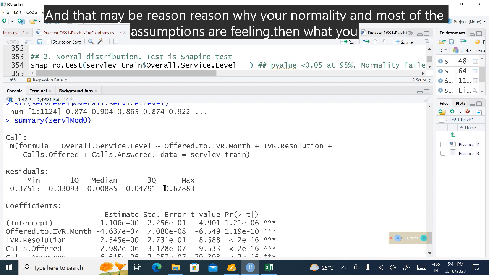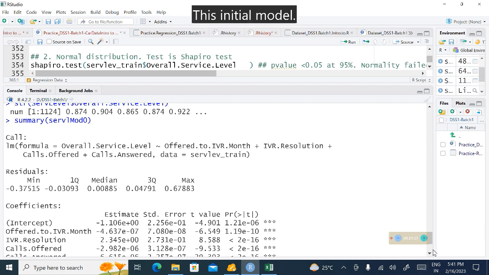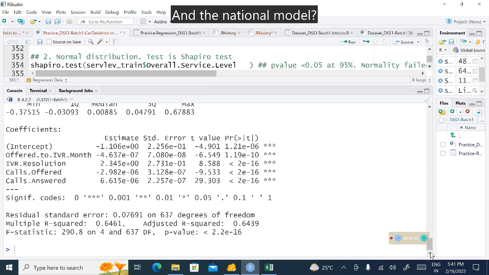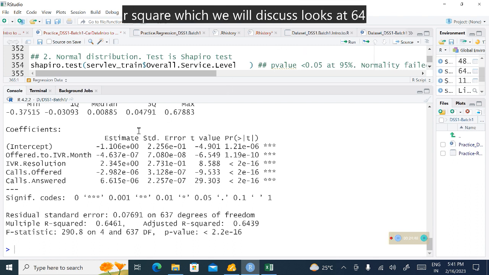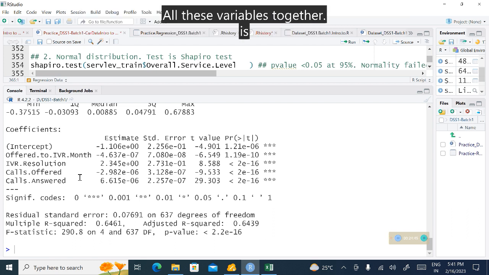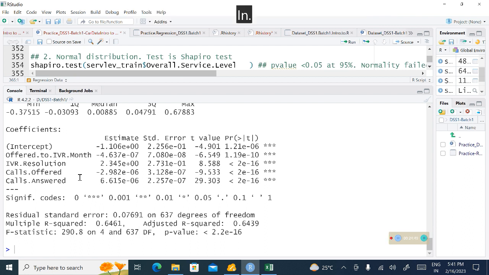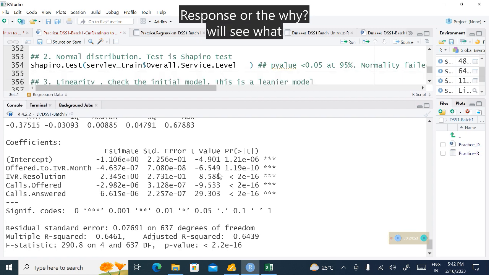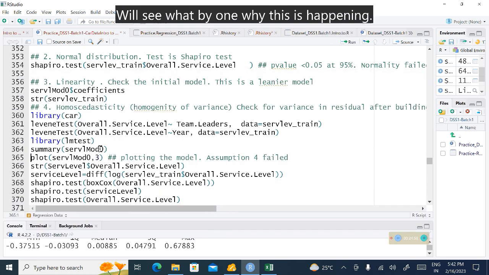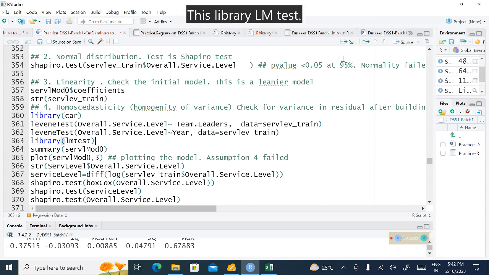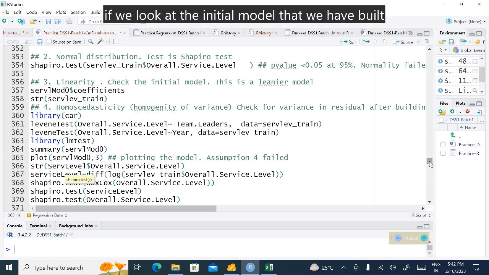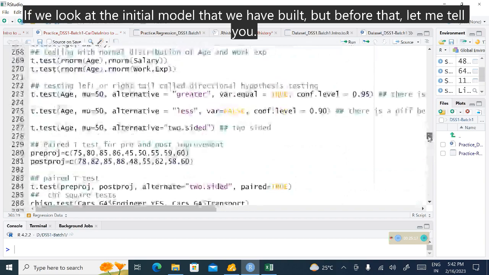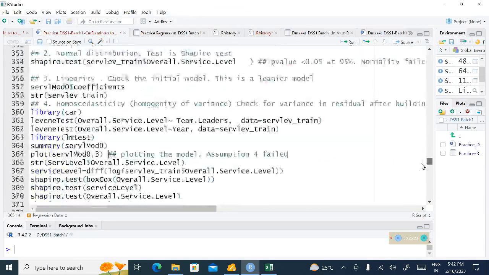Then what to do? This is the initial model, and the R square, which we will discuss, looks at 64%. It means all these variables together are not able to explain the change in the response, or the Y. We'll see one by one why this is happening. This library, lmtest, is for linear regression. If we look at the initial model that we have built, but before that, let me tell you, splitting the data was important.